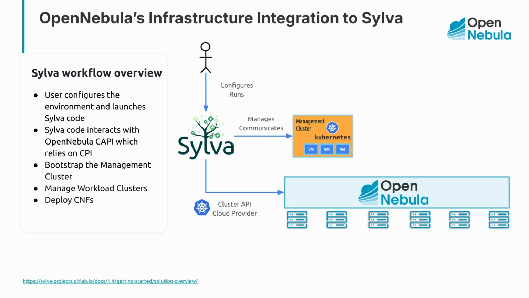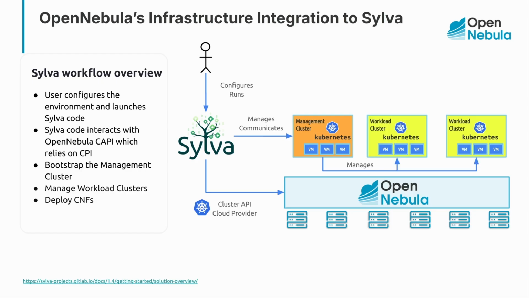Here, the Sylva tools communicate with the OpenNebula instance to create the virtual machines that will host the Kubernetes management cluster. Once the management cluster is up and running, it takes over the responsibility of managing the workload clusters. It deploys the new virtual resources on OpenNebula, installs Kubernetes, and configures any enabled Sylva units on that workload cluster. After this step, the infrastructure is ready for the deployment of the CNFs.